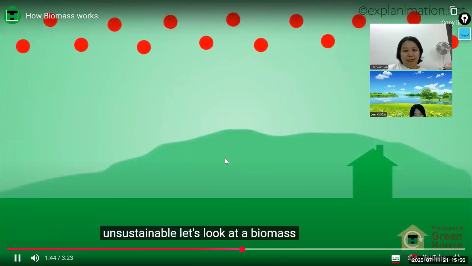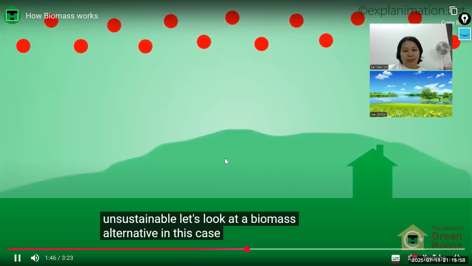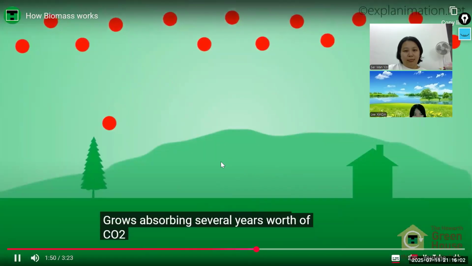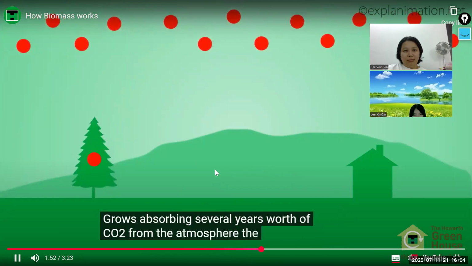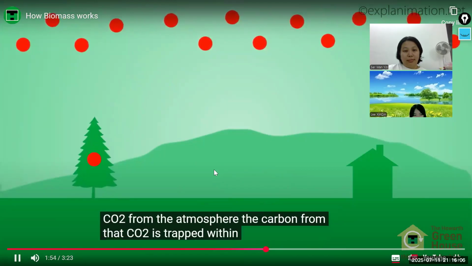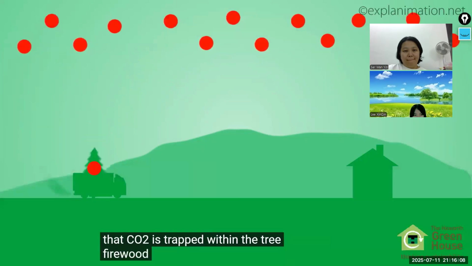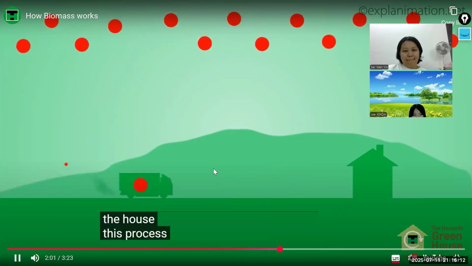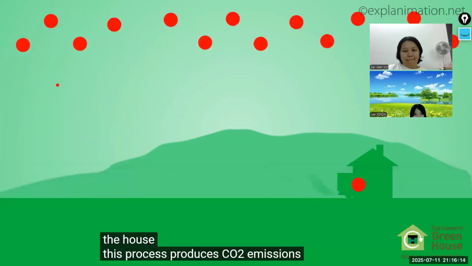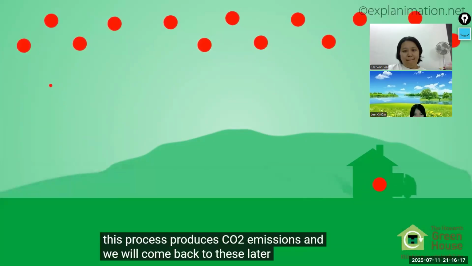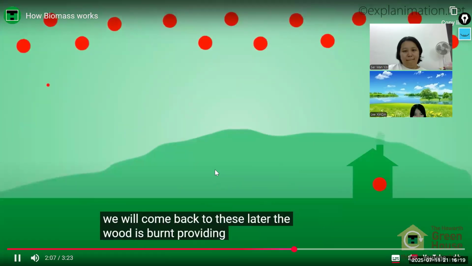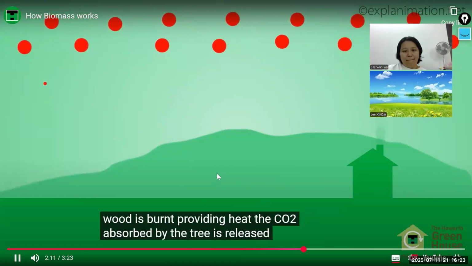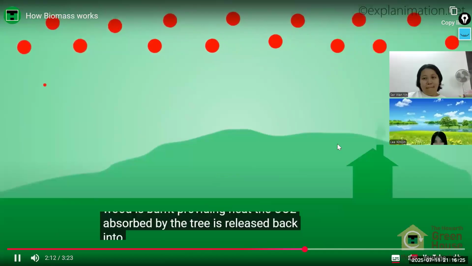Let's look at a biomass alternative, in this case, wood. A tree grows absorbing several years' worth of CO2 from the atmosphere. The carbon from that CO2 is trapped within the tree. Firewood is harvested and transported to the house. This process produces CO2 emissions, and we will come back to these later. The wood is burnt, providing heat. The CO2 absorbed by the tree is released back into the atmosphere.